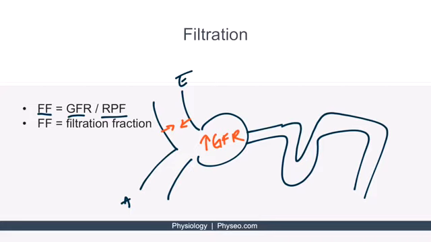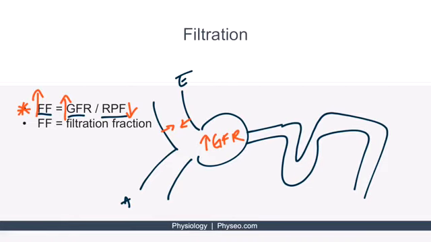So as you can see, GFR increases and renal plasma flow decreases as a result of constricting the efferent arteriole. From this equation, we can deduce that filtration fraction must increase.